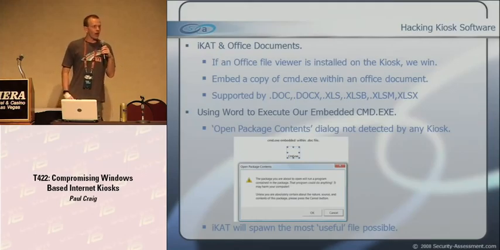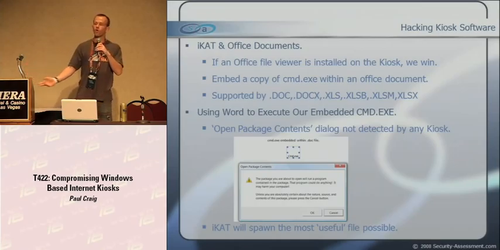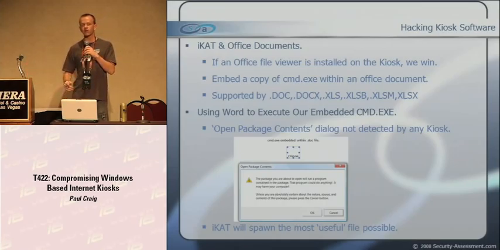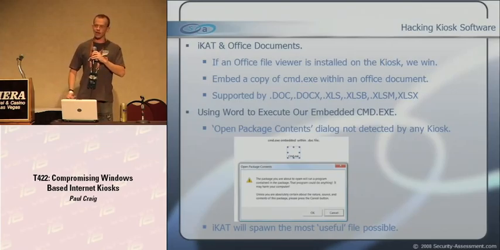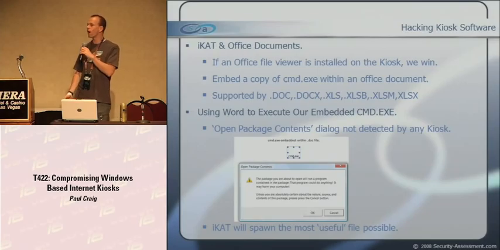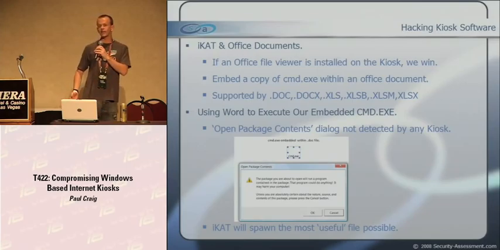So I've got a whole lot more file handler tricks like this, but I don't really want to detail all of them. I have 108 files in iCat. So basically, I'm just going to say that iCat will try and spawn the most useful file possible to make your hacking attempt easier, smoother, and faster.